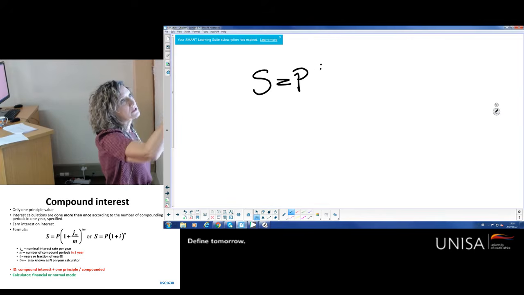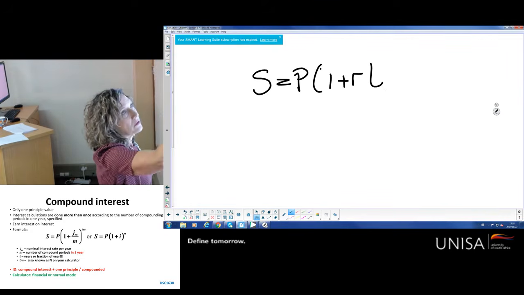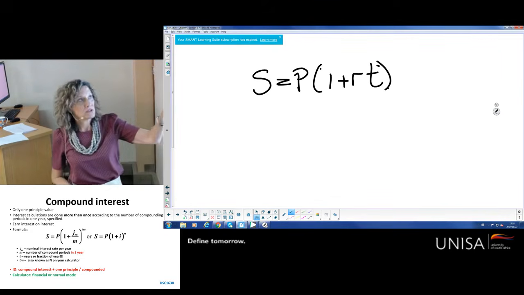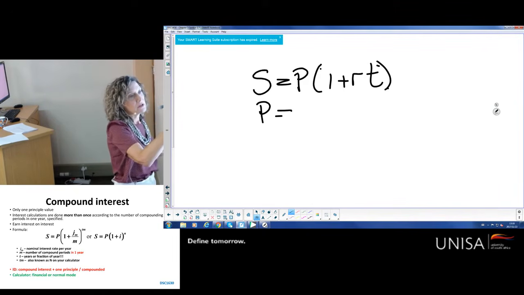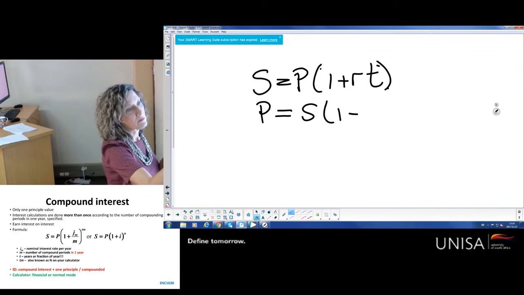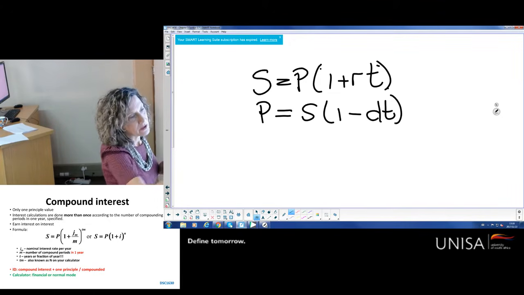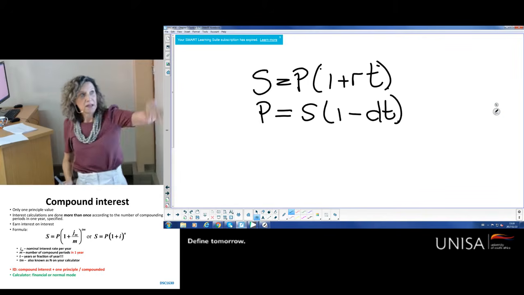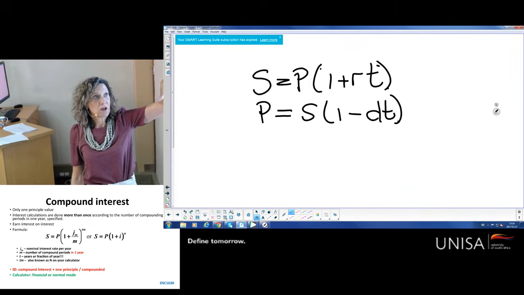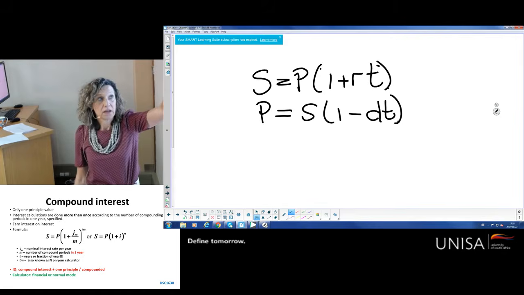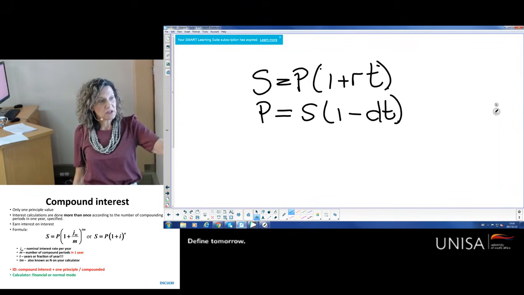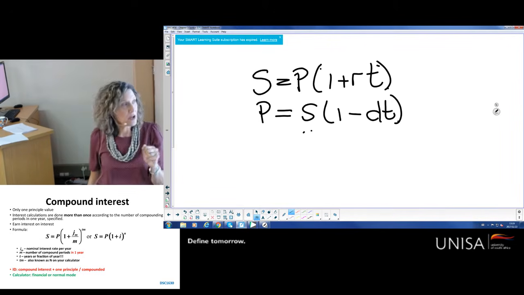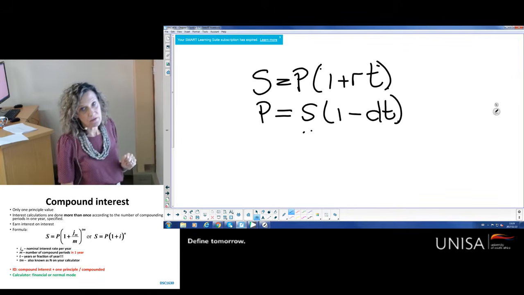With simple interest, remember as I said, it was S = P(1 + rt), and with simple discount, we had 1 minus dt. And our interest was calculated once. In the case of simple interest, we added it to the principal value to give our future value, and with simple discount, we take our value and we subtract the discount, and we get our principal value.